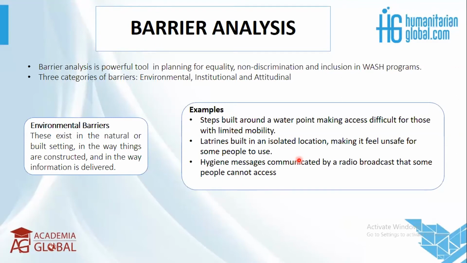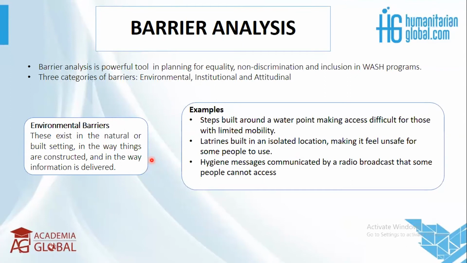So we have 3 categories of barriers. You remember when I talked about impairments? With an impairment, there are usually barriers. So the barriers that I was talking about are in 3 categories. We have environmental barriers, institutional barriers, and attitudinal barriers.